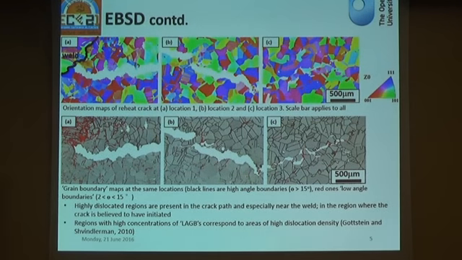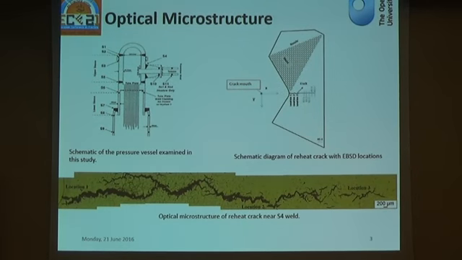Coming to the first part of my study, at locations 1, 2 and 3, here is the weld. Location 1 is the area near the weld, location 2 is somewhere in the middle of the crack, and location 3 is at the crack tip. The crack is around 18 millimeters in length.